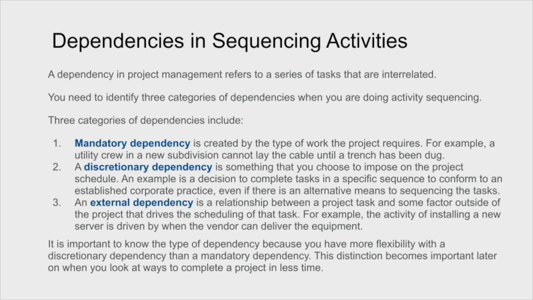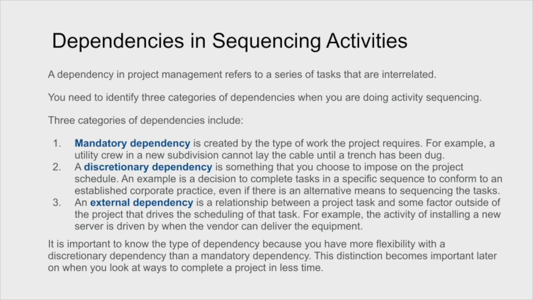Next, we have what's called a discretionary dependency, and sometimes organizations choose to impose on a project certain philosophies of how to do things. So a decision to complete tasks in a specific sequence to conform to an established corporate practice, for example, even if there is an alternative means of sequencing tasks. So for example, if you're a company that says, okay, we need to do extensive testing before we go to the next stage, well, that's creating what's called a discretionary dependency.